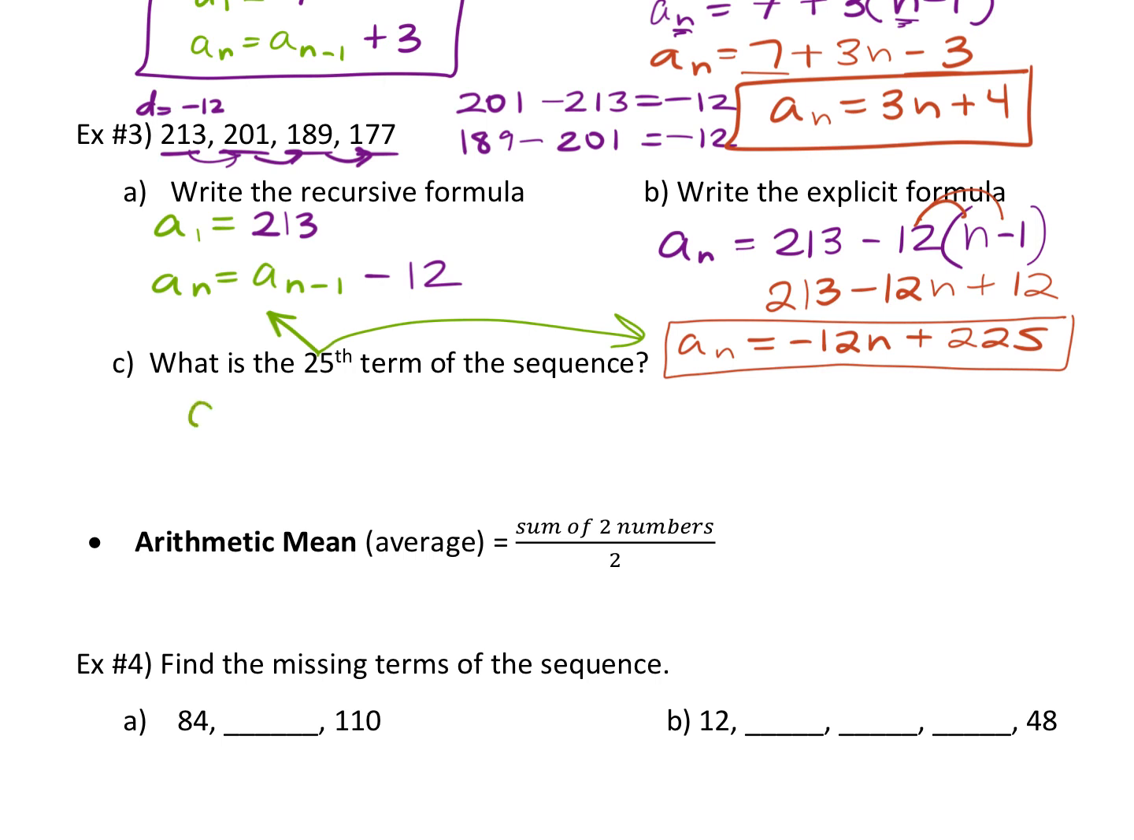So do this one. A sub 25 equals negative 12 times your n, which in this case is 25, plus 225. Okay, and now you can just plug that into your calculator. So the 25th term is what? Negative 75.